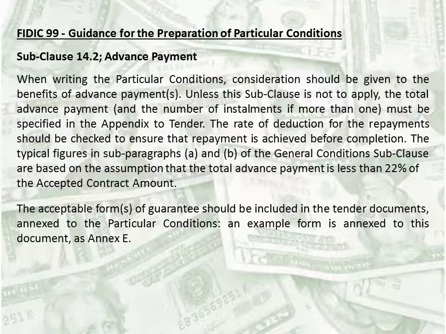The typical figures in subparagraphs A and B of the general conditions subclause are based on the assumption that the total advance payment is less than 22% of the accepted contract amount. The acceptable forms of guarantee should be included in the tender documents annexed to the particular conditions. An example form is annexed to these documents as Annex E. So there is an example form attached to the FIDIC. As per the FIDIC 99 guidance, these percentages are based on the assumption that the total advance payment is less than 22% of the accepted contract amount. So these percentages means the percentages in this clause where it mentioned in A and B.